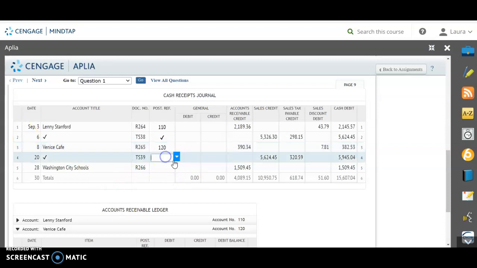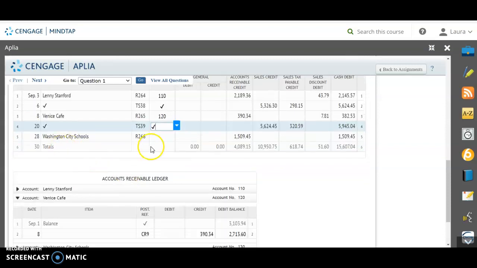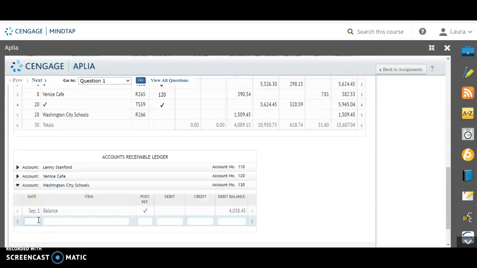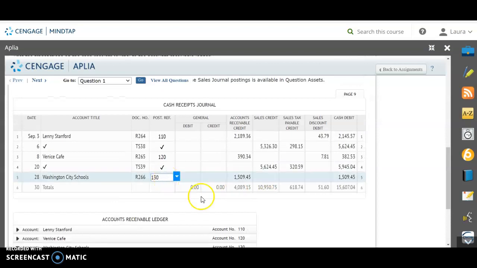Next one is another check mark, so that's easy, drop down. And then Washington City Schools is the last one, so we put the 28th, CR9. It's a credit of $1509.45. Their previous balance was this $4,000 amount, so we're going to subtract to get their new balance of what they still owe us. And that comes out to $25.29. Now put the 130 to show that we posted it.